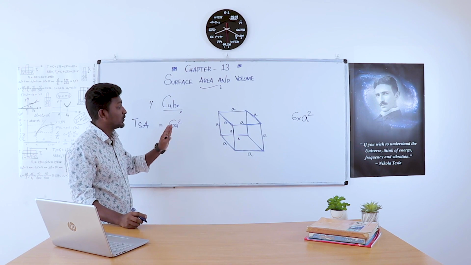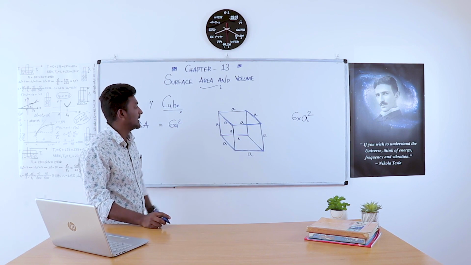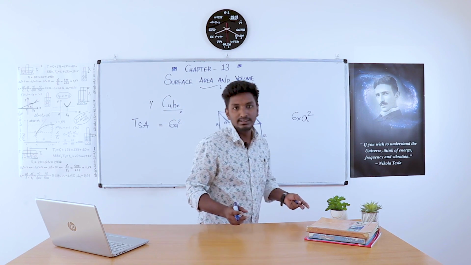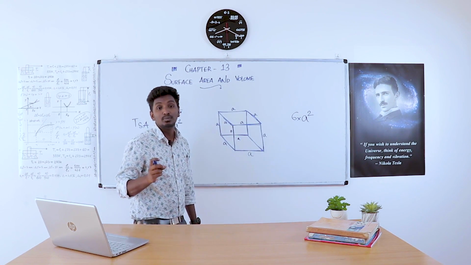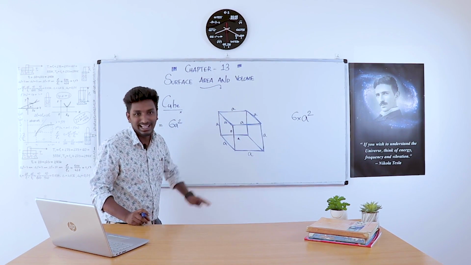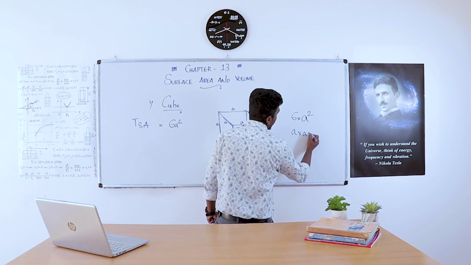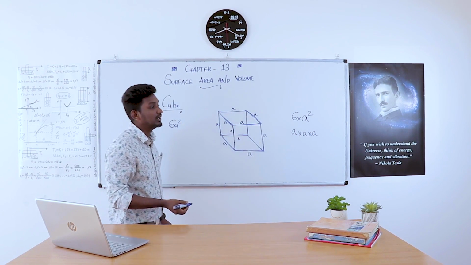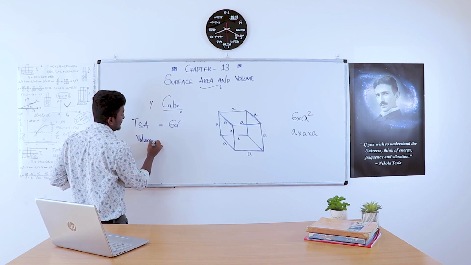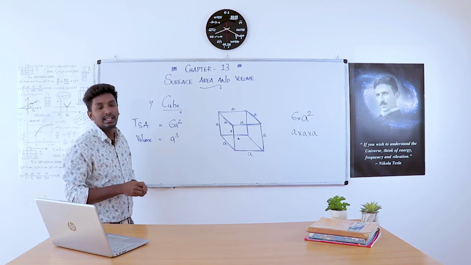Now we need to find the volume of the same cube. To find the volume of a cube, the main thing we need to do is multiply length into breadth into height. Here the length, breadth and height are the same, which is taken as a. So a into a into a gives the volume. What is a into a into a? It is a cube. So the volume of a cube is a cube.